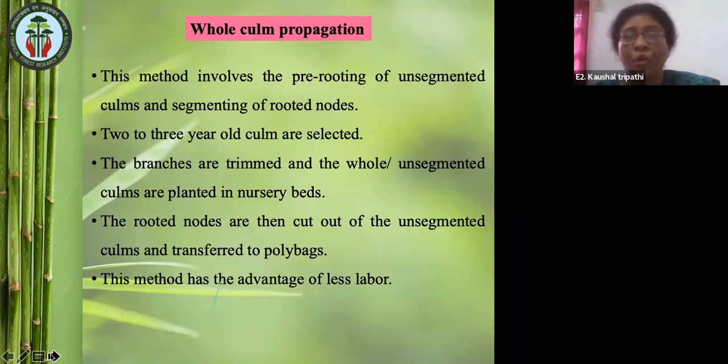When we are using whole culm propagation, the whole culm will be cut from the parent culm, and planted. The branches will be trimmed and the whole culm is planted in the nursery beds. When the rooting occurs, the rooted nodes are cut and transferred to the polybags. And next slide, please.